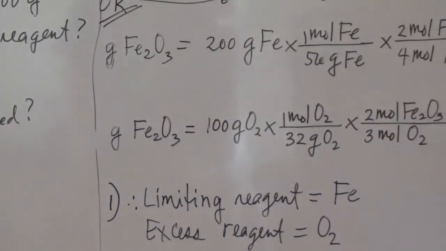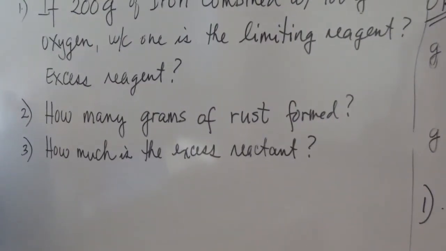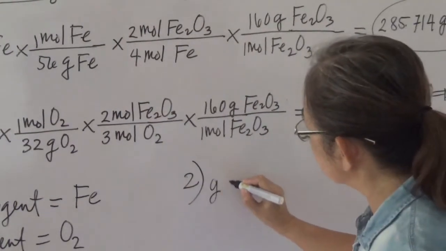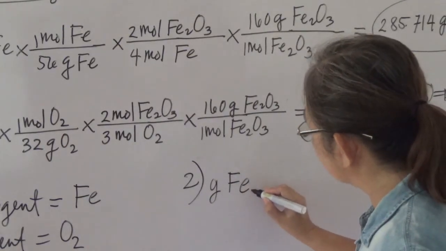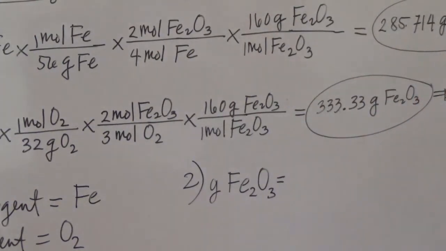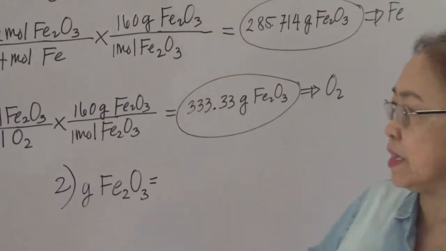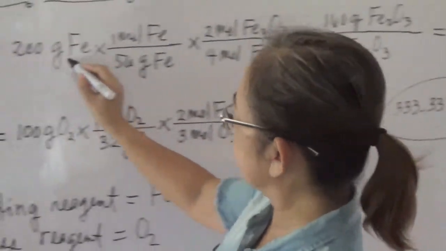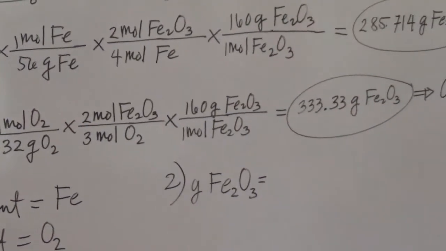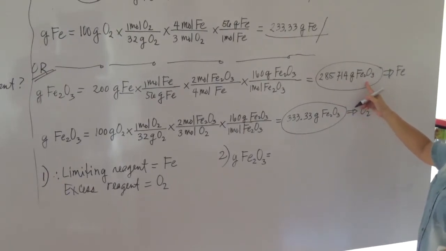Now for question number 2, how many grams of rust form. So that is now the product. So the amount of rust that is in grams, the grams of the product formed, which is the rust, ferric oxide, you can base it from here. So take note that the amount of the product formed is based on the limiting reagent. Now, since iron is the limiting reagent, the computation basing on the 200 grams of iron, which is 285.71 grams of the product, will be the amount that is being produced.